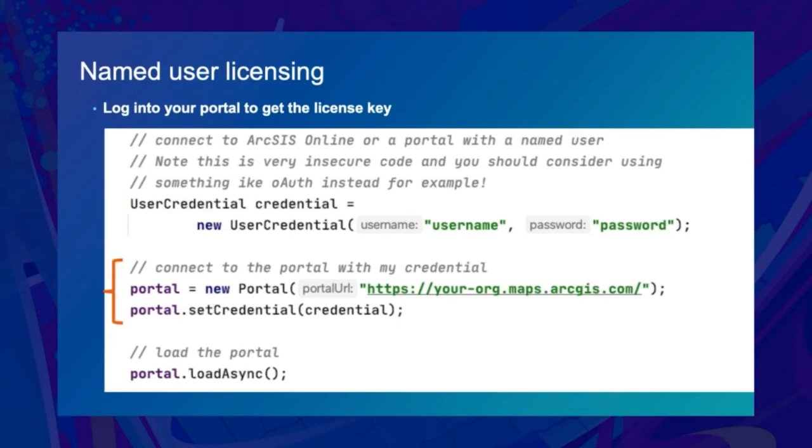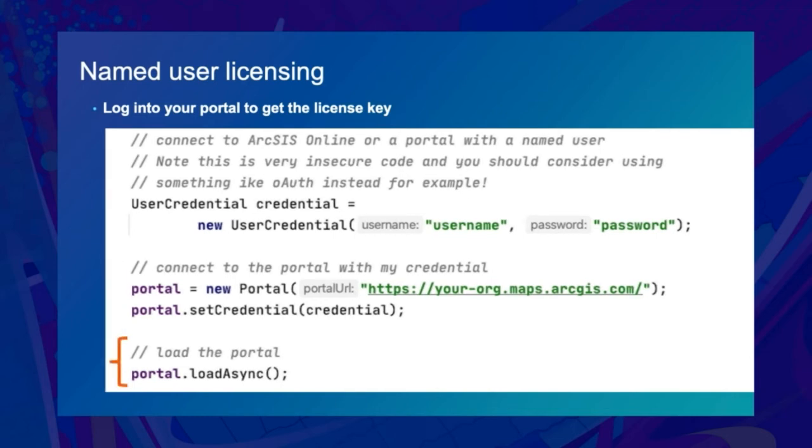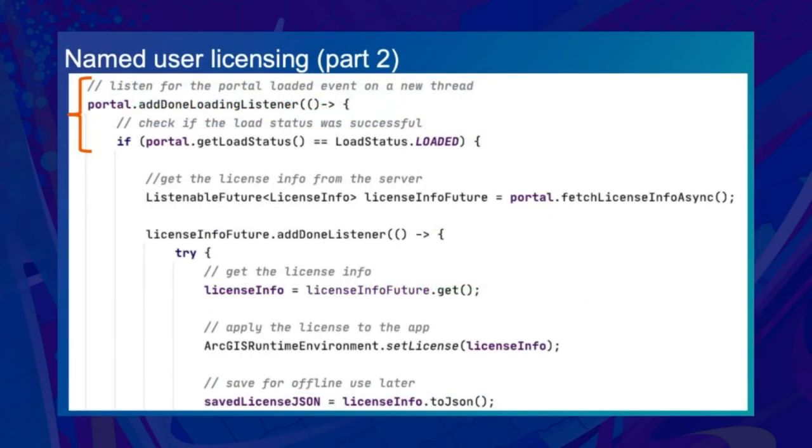Now next I'm going to connect to my portal that contains my data, and I'm going to pass in my credentials, and then I'm going to initiate the communications with the server and wait for it to come back. Now I'm doing this asynchronously, so I'm not blocking the UI thread in my application, and as soon as I've got this back, I'm going to check the load status to make sure that it was successful, it's loaded and not failed to load, and at that point I can go and fetch the license info, and once I've got that license info I can pass the license info into the setLicense method of my ArcGIS Runtime environment class, and then I'm good to go.